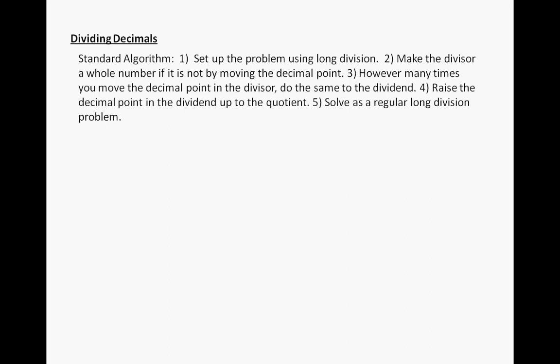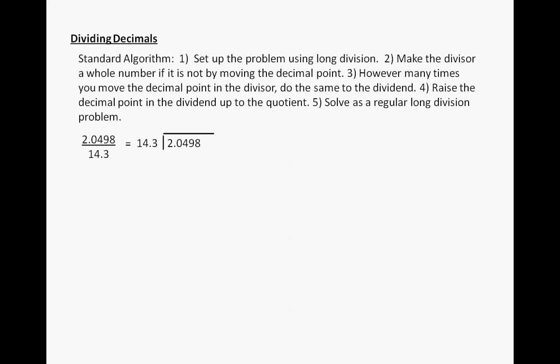Make the divisor a whole number if it is not, by moving the decimal point. However many times you move the decimal point in the divisor, you need to do the same in the dividend. Raise the decimal point in the dividend up to the quotient and solve. So here's an example. 2 and 498 10,000ths divided by 14 and 3/10. So we set this up as a long division problem.